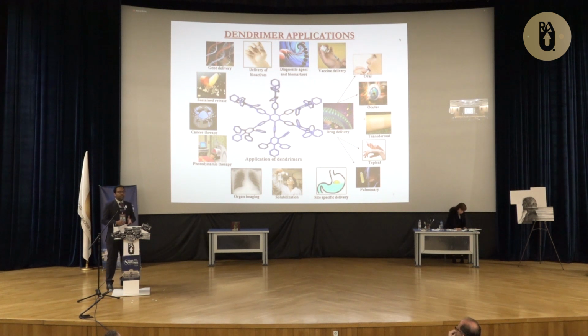Now, what are the various applications of dendrimer? Dendrimers are useful not only in drug delivery, but also in gene delivery, ocular delivery, oral delivery, and transdermal delivery. They have huge applications, and dendrimers can be used for various purposes.